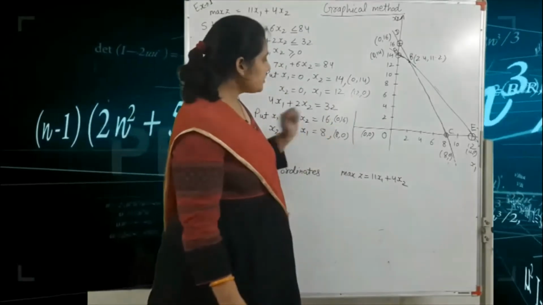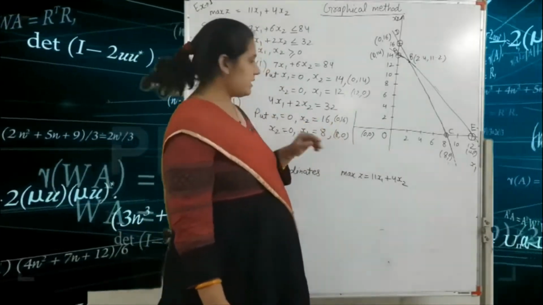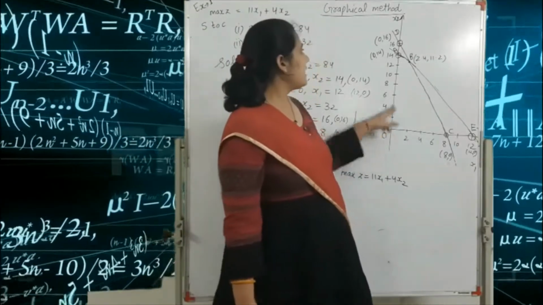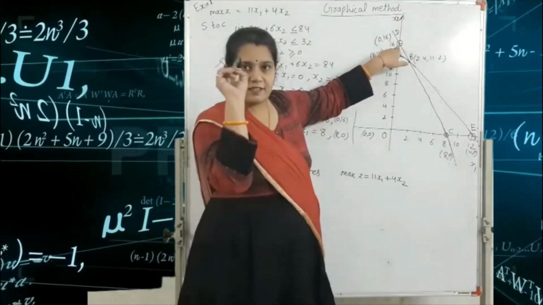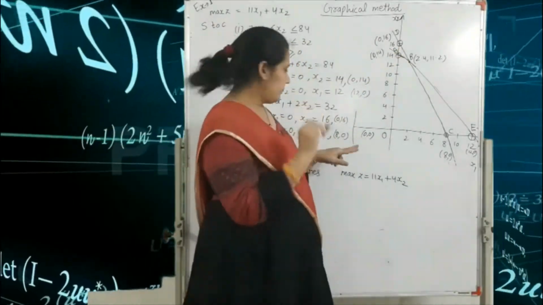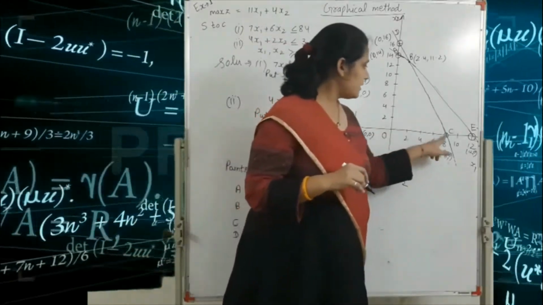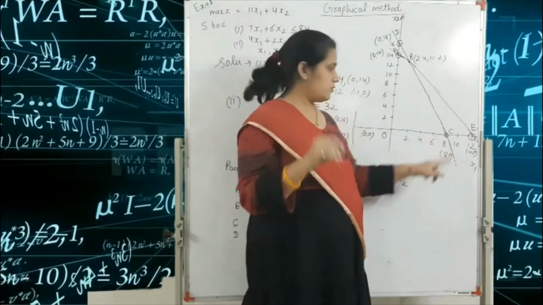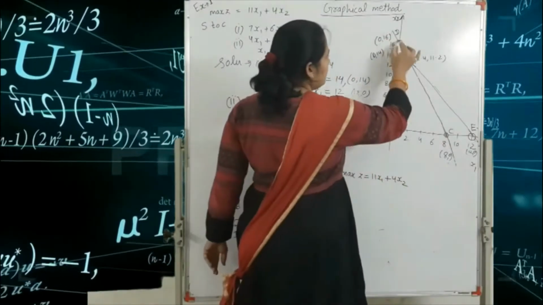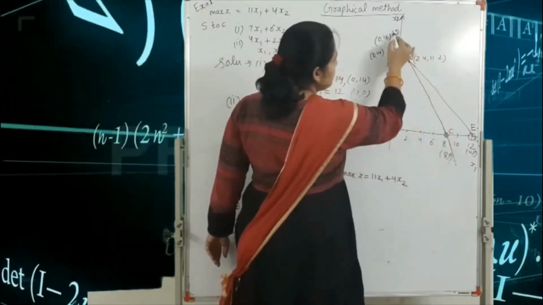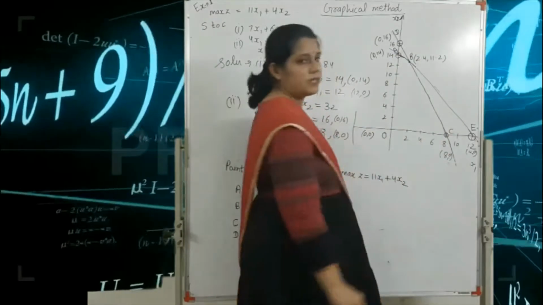Got it? So we draw (0, 16), that means x1 is 0 and x2 is 16. So we draw here the circle. Here x1 is 8 and x2 is 0, so we draw here 8. After that we join both the points (0, 16) and (8, 0).